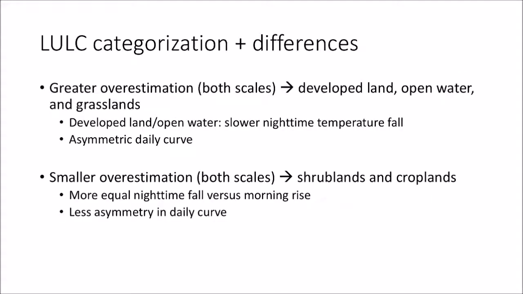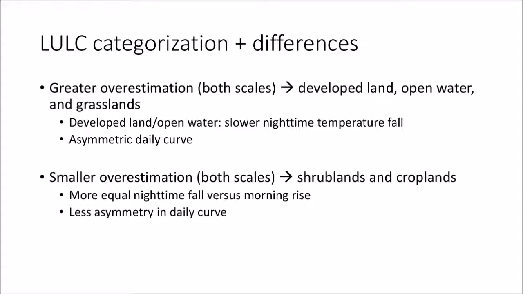So we see here the greatest overestimation, in terms of the land use land cover type dominant around a station, occurred at developed land, open water, and grasslands. Developed land and open water are very sensible physically, I think. Typically in these places, in developed land, the urban heat island effect, and open water, your specific heat, you have a slower nighttime fall in temperature.